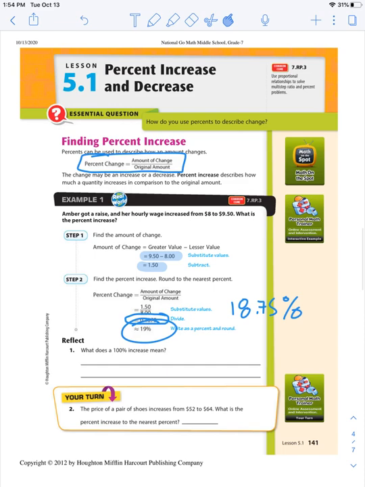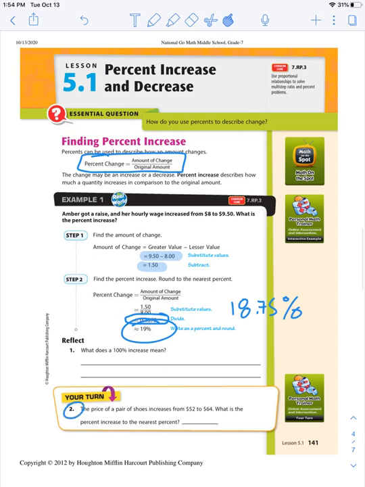Let's reflect on this a little bit. What does a 100% increase mean? Well, if we look at the amount of change over the original amount, if that was 100%, that would mean that it doubled. It changed by what you started at. So it doubled. All right, your turn.